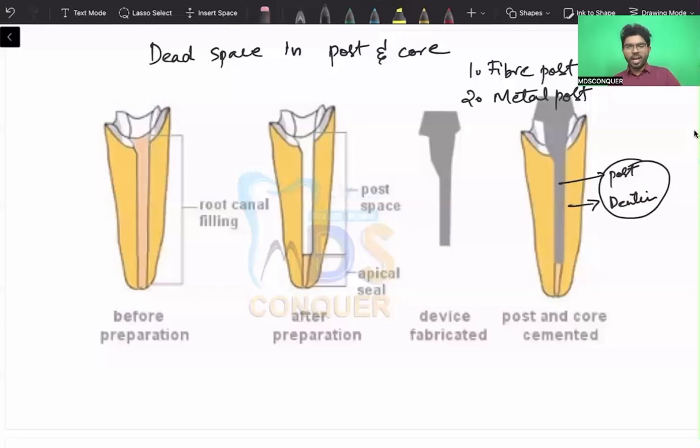You got the reason why fiber posts are more preferred when compared to that of the metal post, right? Clear? Yeah. So that is the reason why we always prefer to have a fiber post. Okay. So what is the problem with a metal post? You see here in this diagram, you have a metal post.